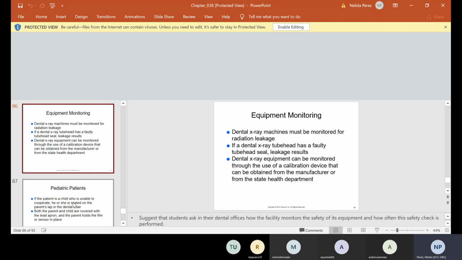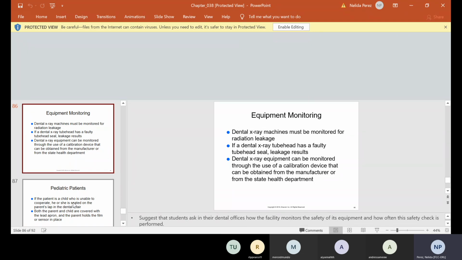Equipment monitoring. Dental x-ray machines must be monitored for radiation leakage. If a dental x-ray tube head has a faulty tube head seal, leakage results, and dental x-ray equipment can be monitored through the use of a calibration device that can be obtained from the manufacturer or from the state health department.